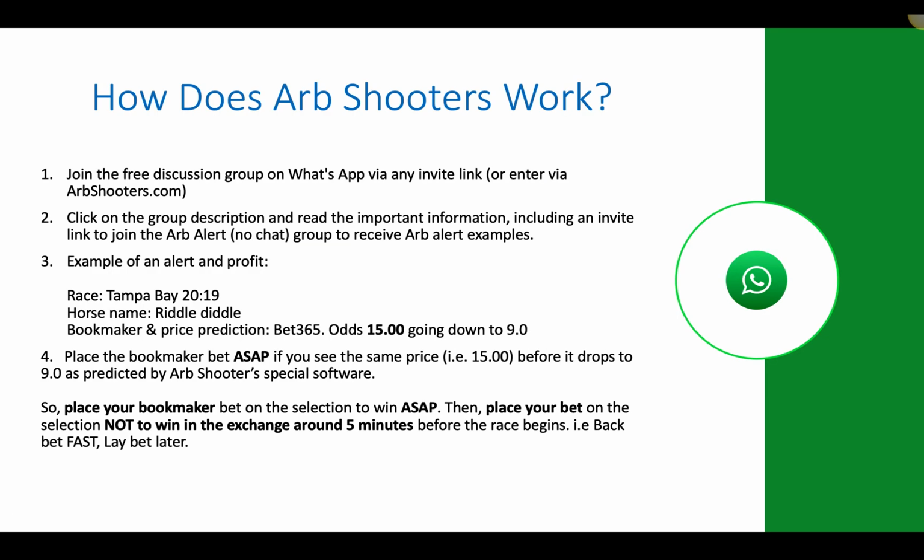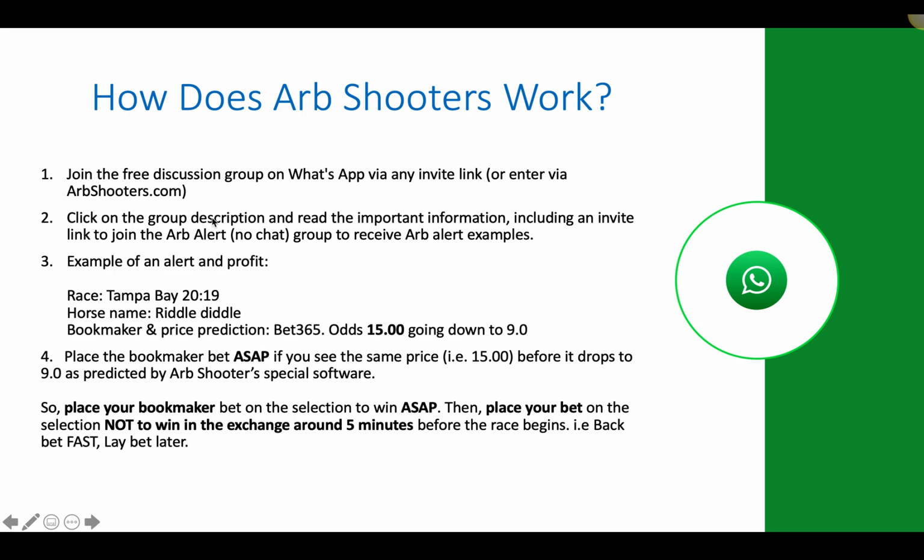So we're already halfway there, to be honest. So step one, you join the free discussion group on WhatsApp. Maybe a friend has invited you, or you found a link to join on a website or a forum. Or essentially, if you're looking still to join, just go to ArbShooters.com. There'll be a big button that says join for free.